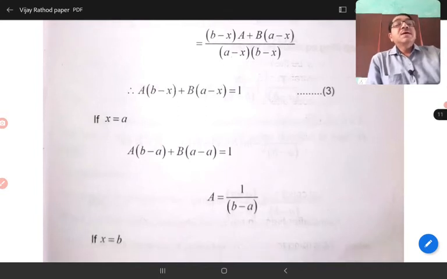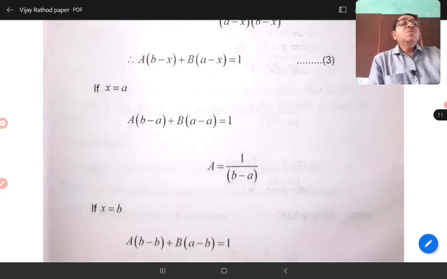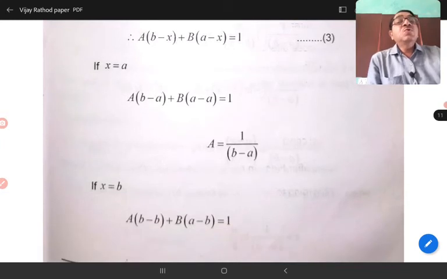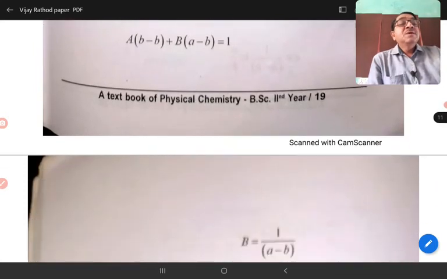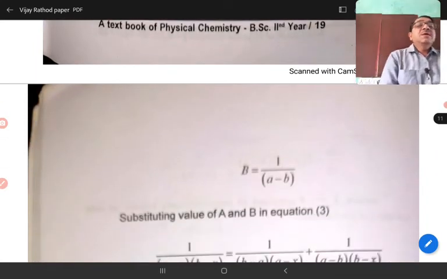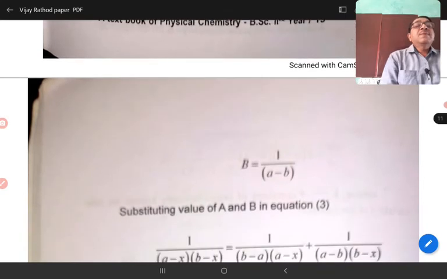so here capital A into (b minus a) plus capital B into (a minus a) is equal to 1. So A is equal to 1 upon (b minus a), that is the simplified form. If x is equal to b, then A into (b minus b) plus B into (a minus b) is equal to 1. So these are the different conditions. So B is equal to 1 upon (a minus b).